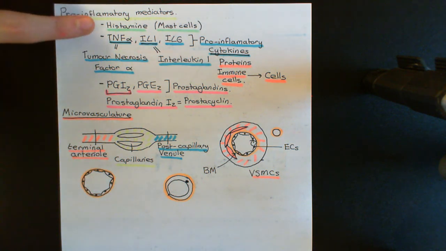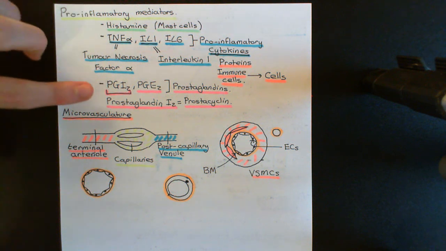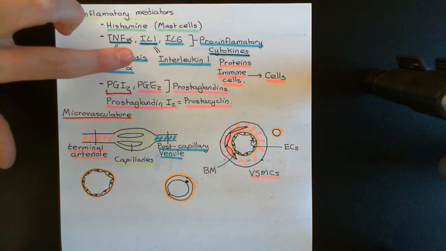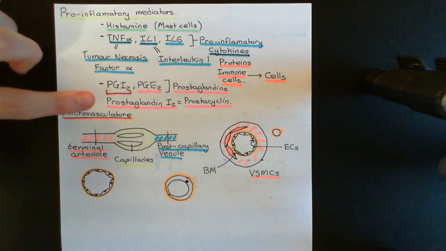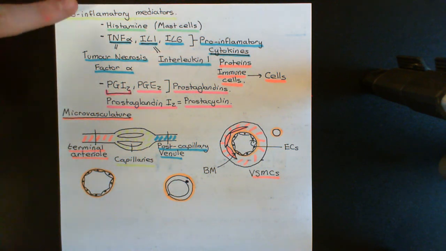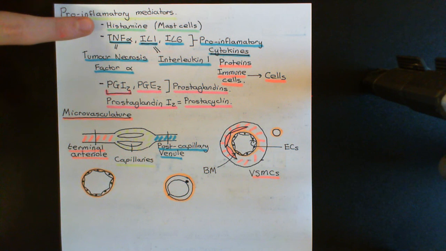Okay, so where are we going to begin then? We're going to begin with histamine. Then we're going to talk about tumor necrosis factor alpha and interleukin 1, and we're also going to be talking meanwhile about prostaglandin I2.